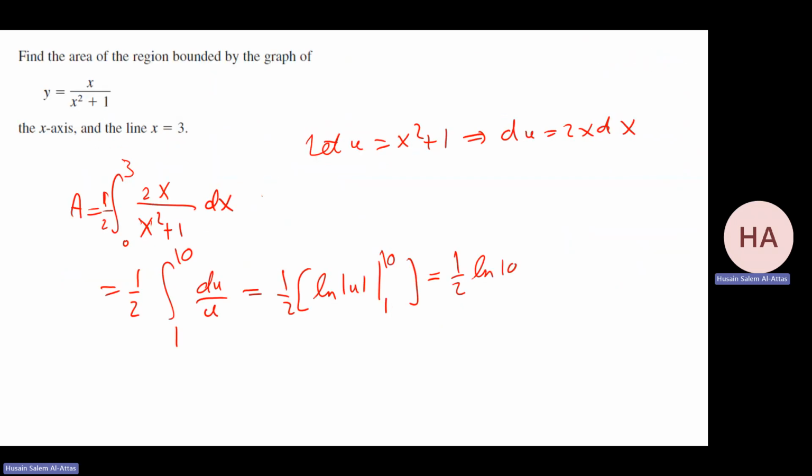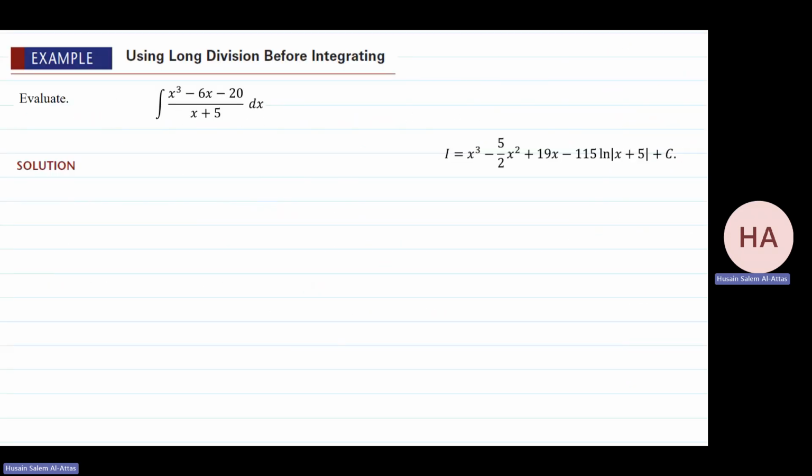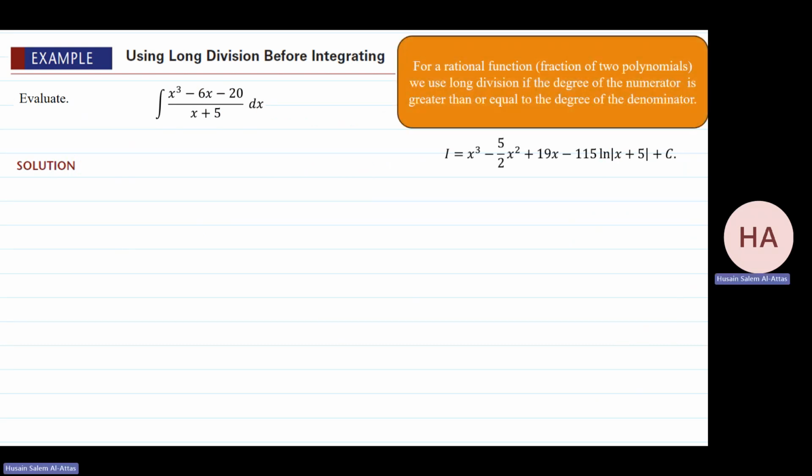Here we're talking about rational functions in general. Now, for the rational function, there's something special. If a rational function is a fraction of two polynomials, we use long division if the degree of the numerator is greater than or equal to the degree of the denominator. So before I solve this problem, I need to rewrite it using the long division.